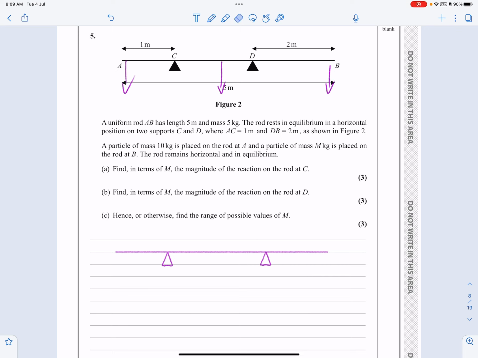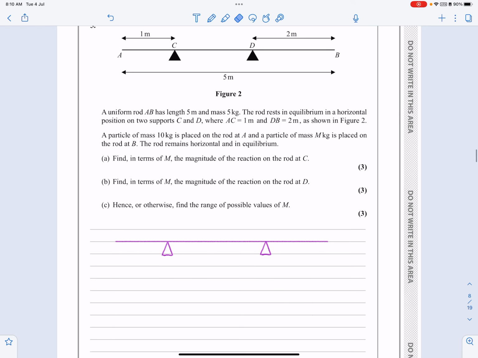information on the printed diagram, simply because when I'm taking my moments later, I want it to be really clear where my lengths are. So it takes a couple of minutes to do the extra diagram, but I think it's worthwhile in the end. So what have we got? We've got A, B, C and D here. And it says that this is a uniform rod of length 5 and mass 5 kilograms.